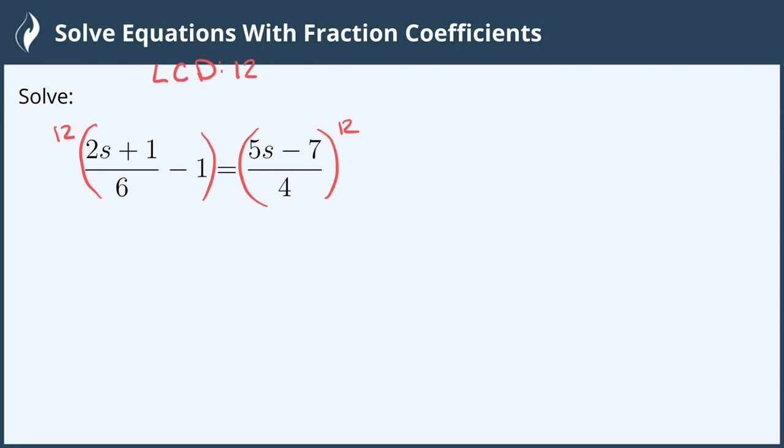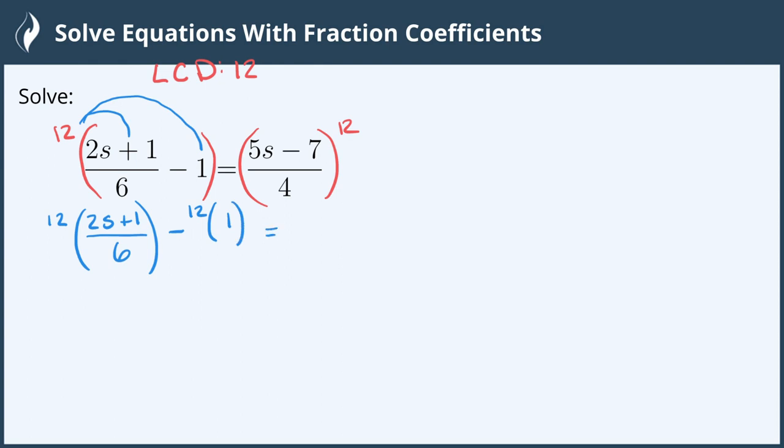balanced. So on the left side, we're going to have to do the distributive property because there are two terms, this one and this one. The first one, I'm going to go ahead and just write it out. 12 times (2s plus 1) divided by 6. We have a subtraction sign, and we will be multiplying 12 times that negative 1.